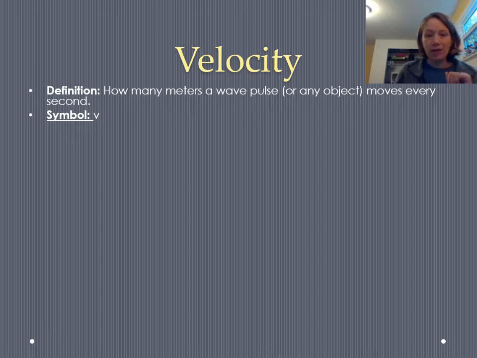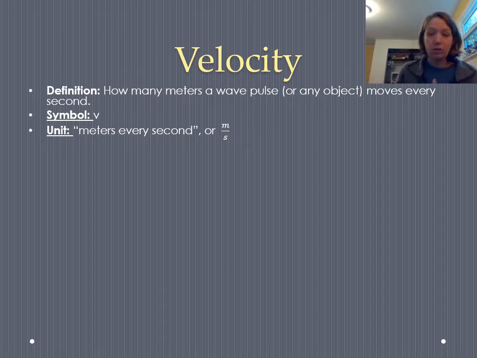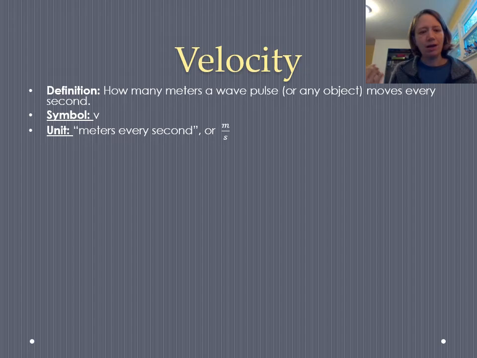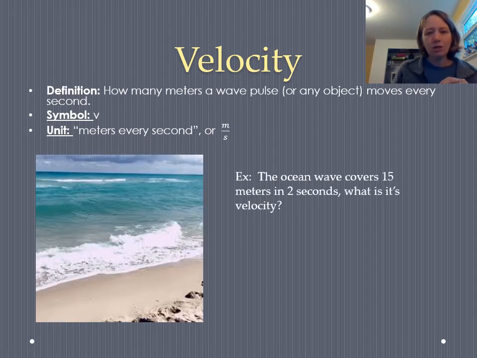The symbol for velocity is the lowercase v, so that will be the shortcut for writing this variable. The units that we will typically use is meters every second. You can also write that m over s. Of course, you're probably familiar with miles per hour, which works as well, but this is the one that scientists will tend to use.